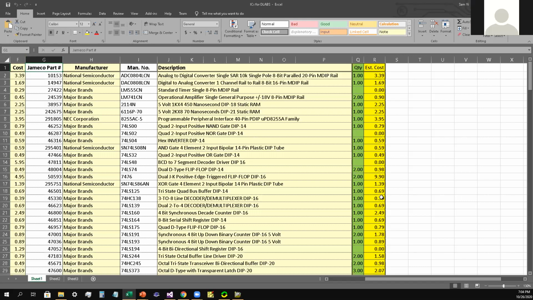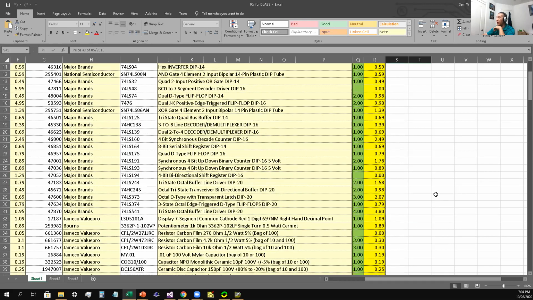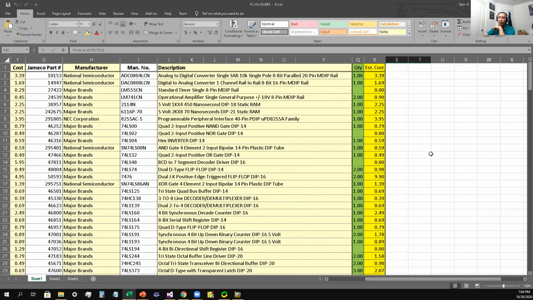Excuse me, Sam, where is the list? This is my own list. I compiled it for myself when I went through the class, and these are the parts. This was the pricing when I purchased back in May of 2018, so the price has changed because of COVID, and most of these may have gone up quite a bit, because this one was like $9 a piece.